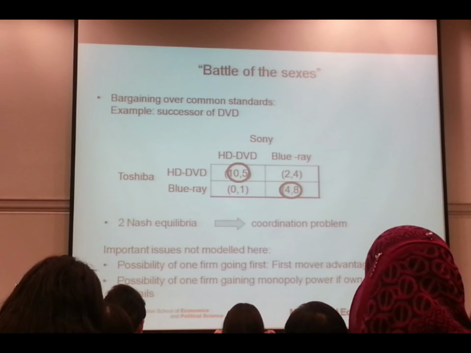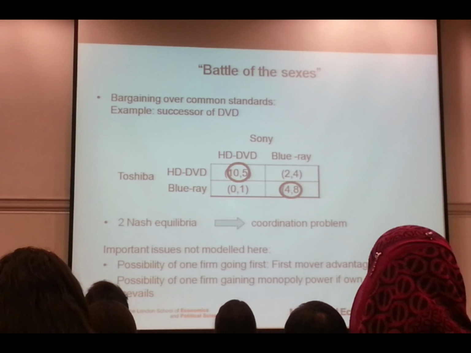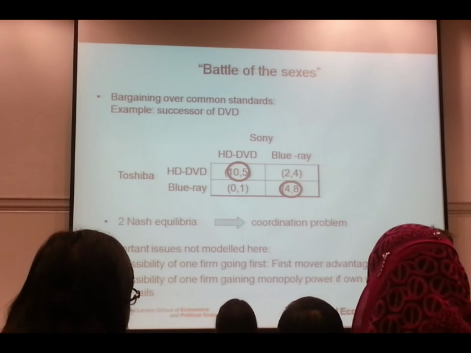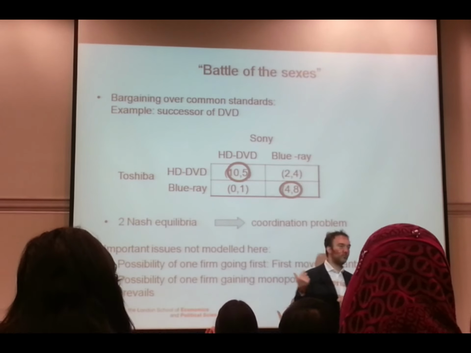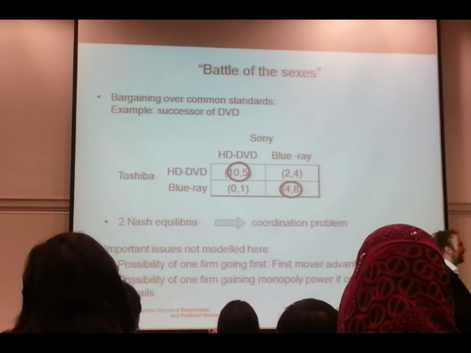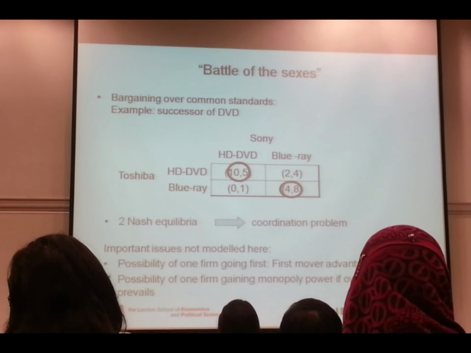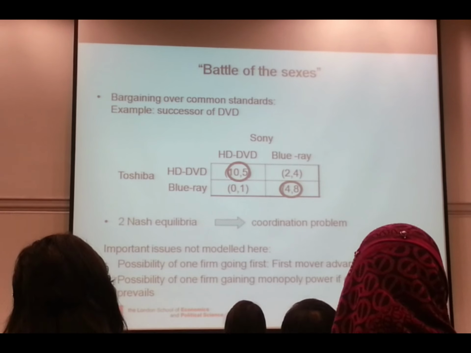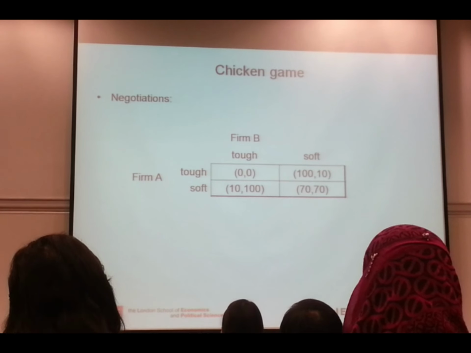So what we don't model in a game like this is that some firms may actually have an incentive to move first. So in this case, in the coordination game, both firms actually have an interest in being the first mover. So if Toshiba were the first mover, then they would choose the HDDVD design, and it would be in Sony's best interest to also choose the HDDVD design.